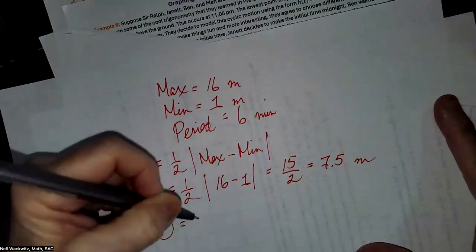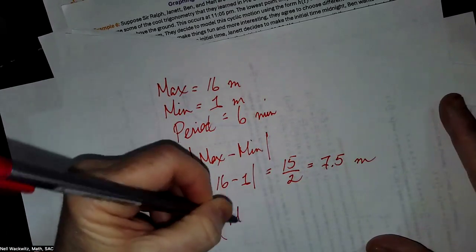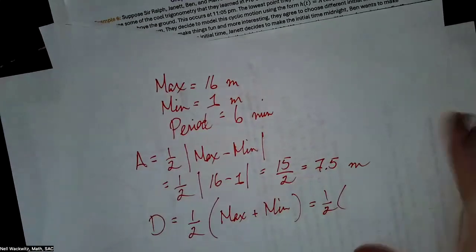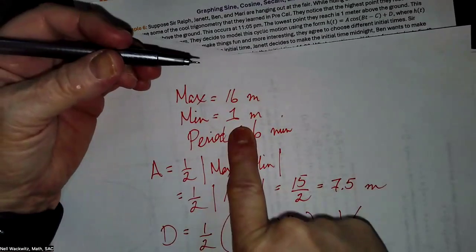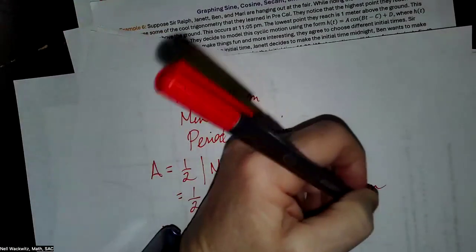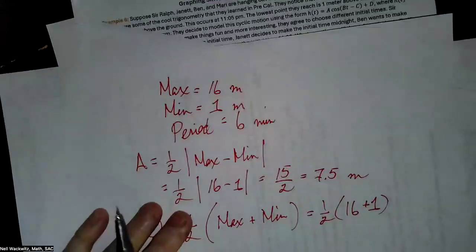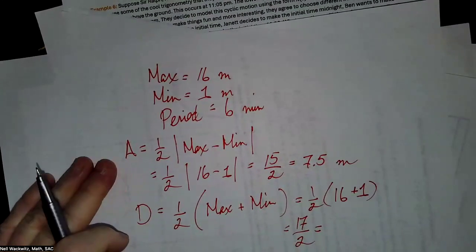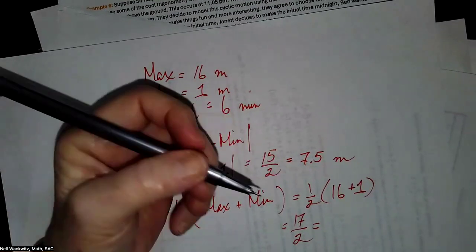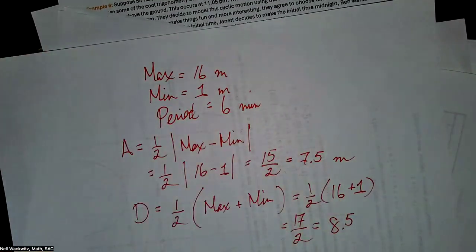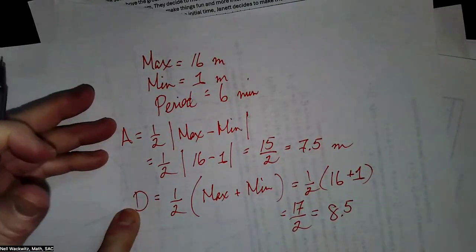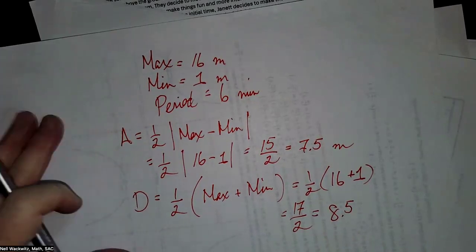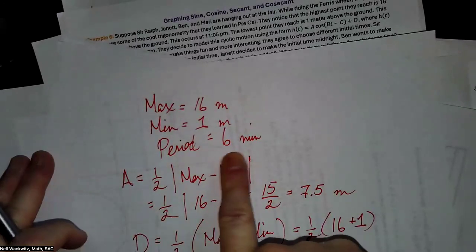And D is 1/2 max plus min, with no absolute value. So we have 1/2 16 plus 1, which is 17 over 2. Oh, sorry, 8.5. Excellent. So we've got the 2 easy ones done, and that's not just nothing. That's a big deal.